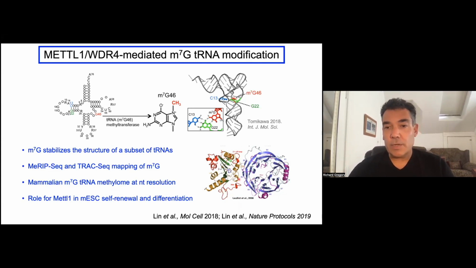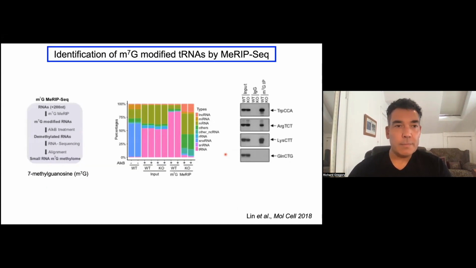So this is the crystal structure, a partial structure of the yeast complex, which is orthologous to the METL1-WDR4 complex in mammals. So let's get to the method development here.